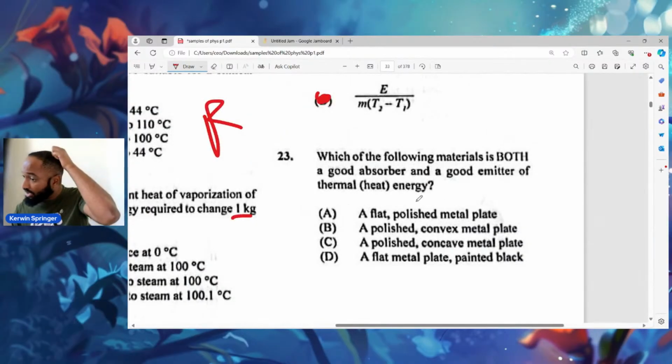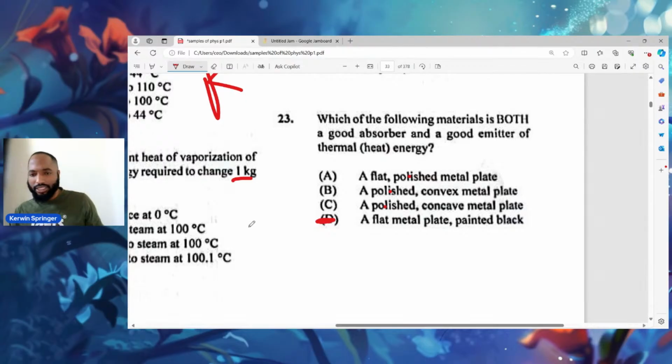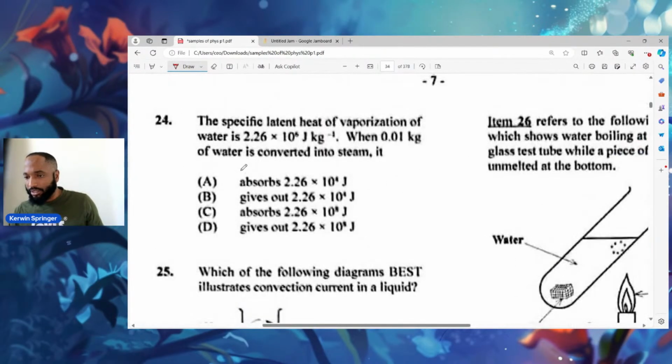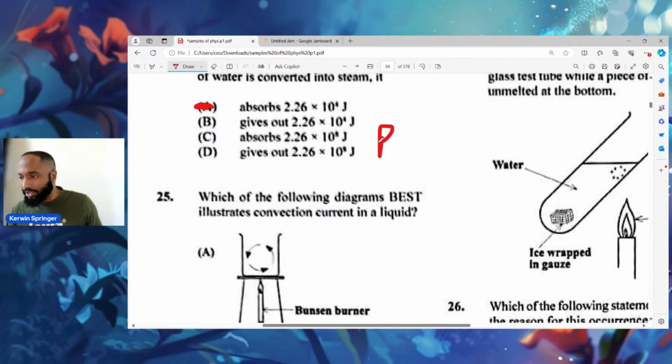Which of the following materials is both a good absorber and a good emitter? Flat polished metal plate. Polished convex metal plate. Painted black. The polish here is throwing you off. Convex and concave, what are you doing all of that for? Flat and painted black is the best thing. Good absorber, good emitter. The specific latent heat of evaporation, we did this one already. This is a big repeat.